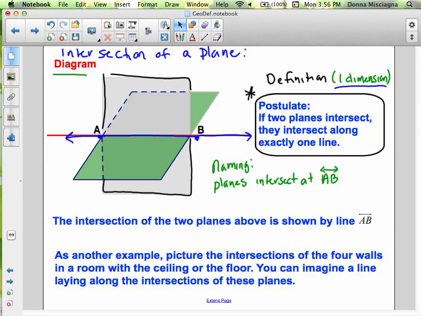As another example, picture the intersection of 4 walls in a room with the ceiling and the floor. You can imagine a line lying along the intersection of these planes. So if you look at your wall and you look at the ceiling, where the ceiling and the wall intersect, they intersect in a line.